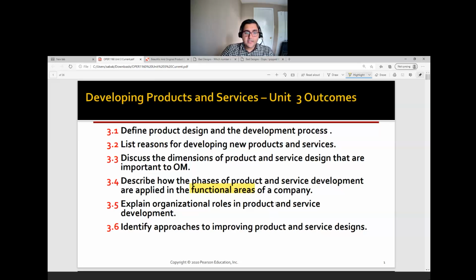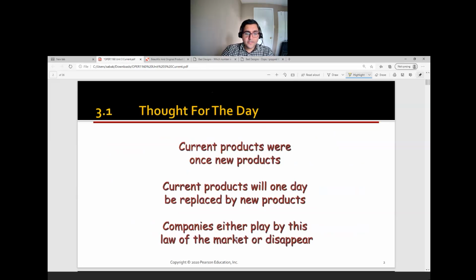We will be introducing the different phases involved in a product and service design and how they are related to the functional areas of the company. We will also be discussing about different approaches that can be practiced for improving the product and service designs.